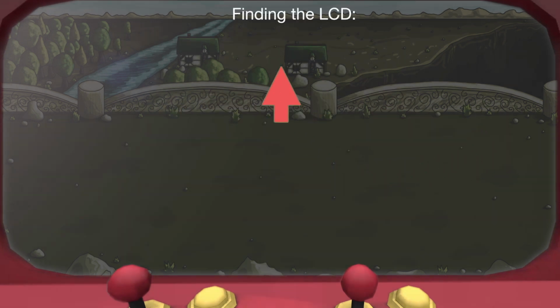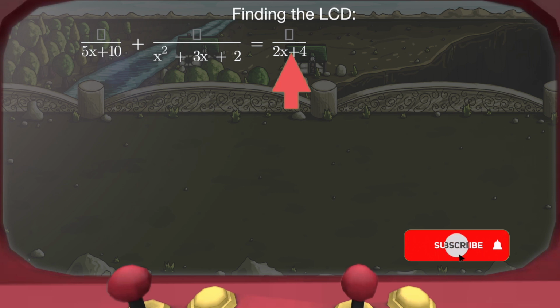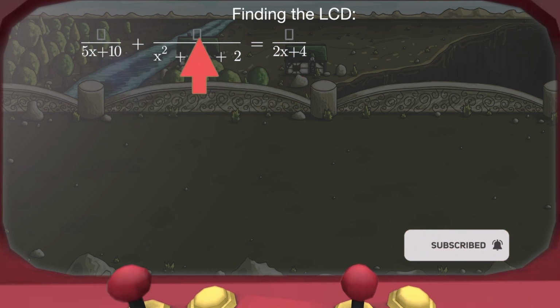In today's lesson we are going to learn how to find the lowest common divider when we have an equation that contains fractions. Now here is the example, and as you can see I left out the numerators because we find the lowest common divider by looking at the denominators.